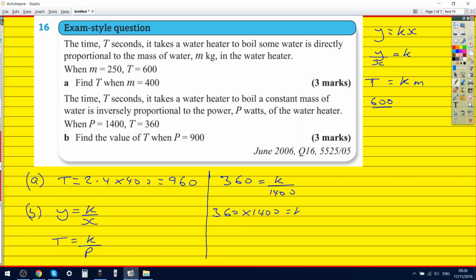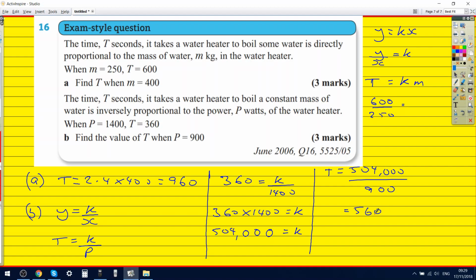It's a pretty big number. It's 504,000. And then if k is 504,000, do I then just need to find the value when t equals 9? So do I just need to do 504,000 divided by 900 to get the answer? And that's 560. That's it.